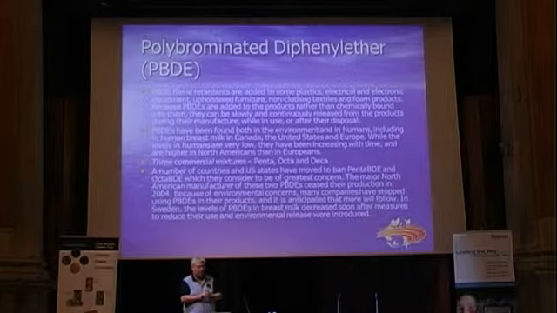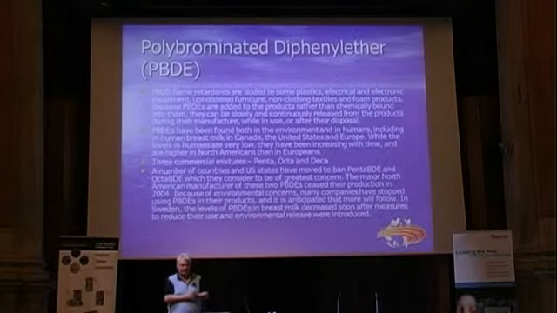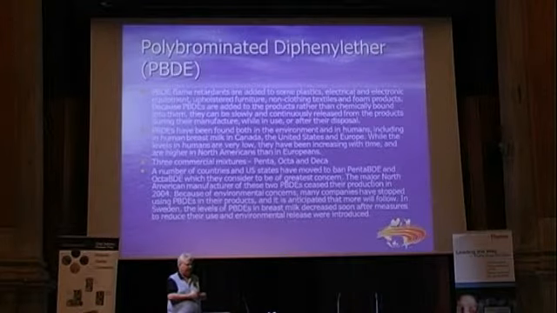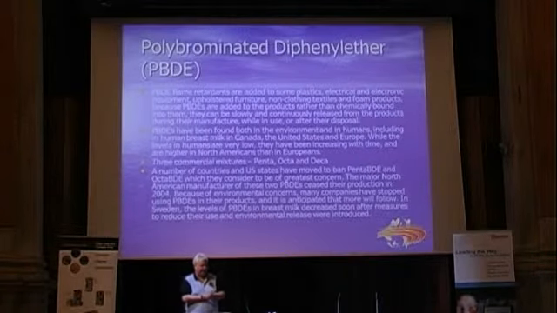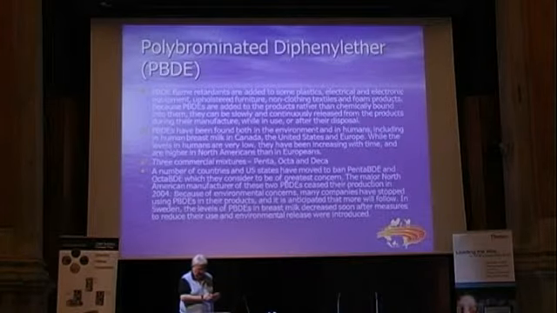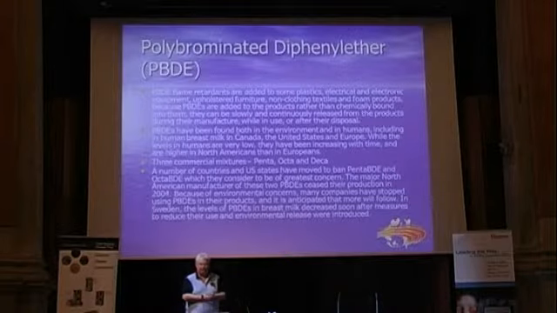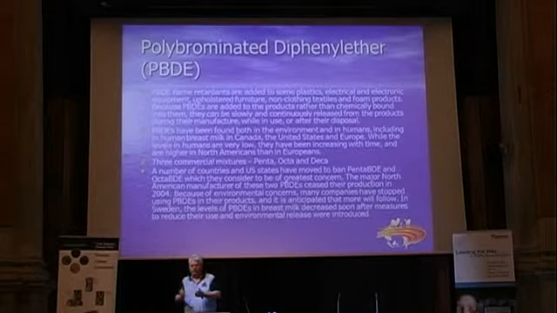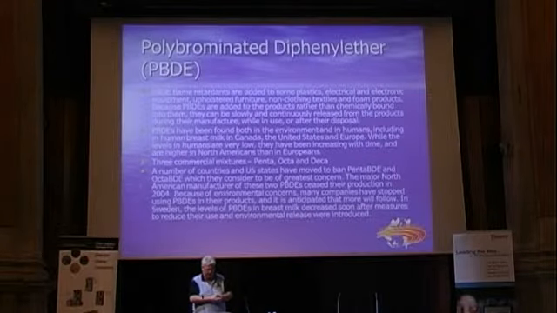There are 3 commercial mixtures, or 3 that were prepared. There's deca, octa, and penta. And as we'll see, octa is not really octa, but it's hepta, and maybe some hexa. Penta is mainly tetra, but it's got some penta in there as well. Deca was deca, except once you get it into the lab, you convert it into nona and maybe even a little bit of octa. So what you start with and what you end up with, you got to use the terms a little bit generally.